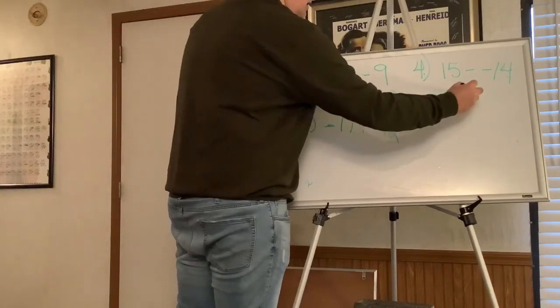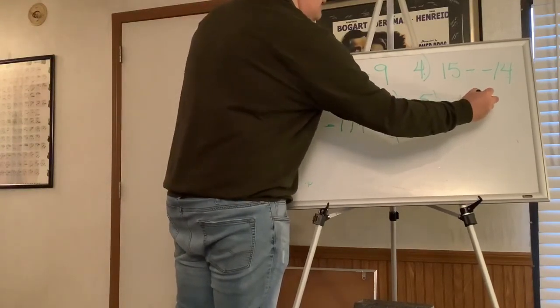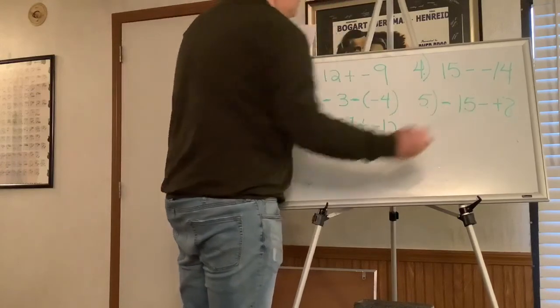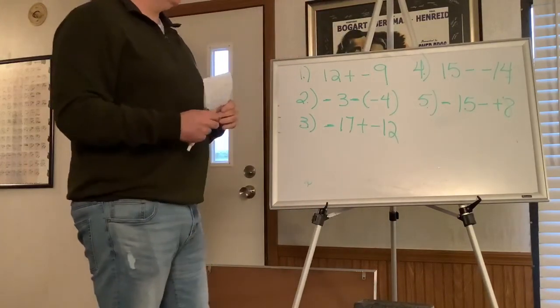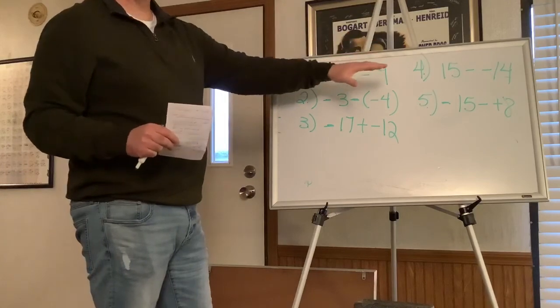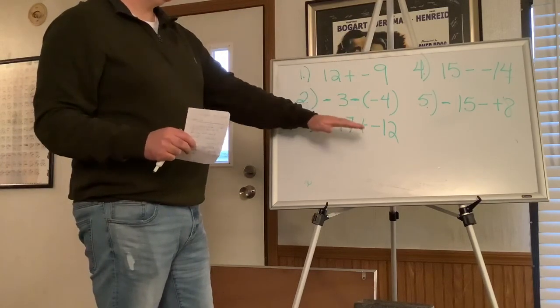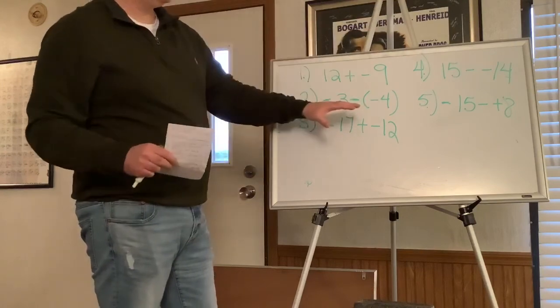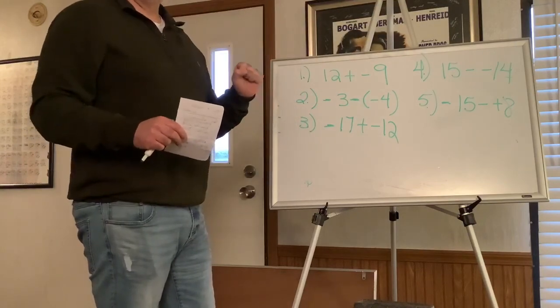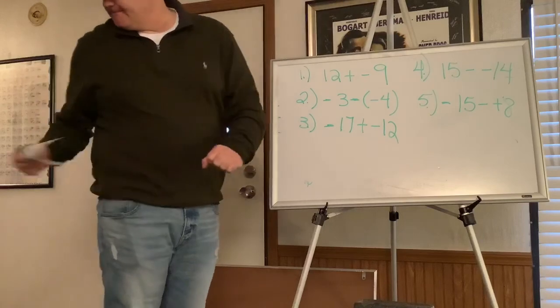Negative 15 minus positive 8. Okay. So you're going to go through and change the double signs and then leave the numbers there, and we'll keep going tomorrow. But I just want to check and make sure we can identify where the double signs are and change the ones that we're supposed to change. Okay? All right?